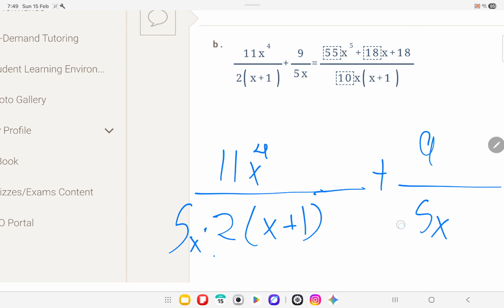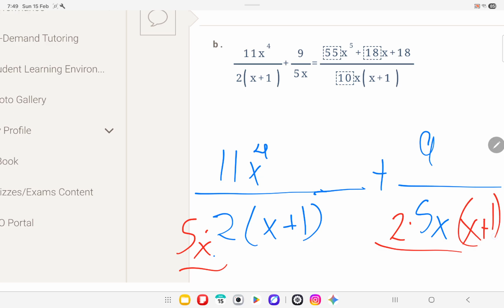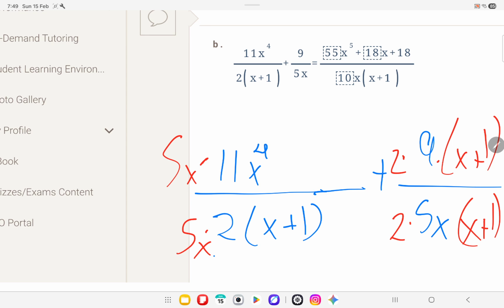Let me write it in a different color. Times 2 times 5x. And now, since we have these the same, we're missing x plus 1 here, so we just write x plus 1. So now we can see what we multiplied down, we have to multiply it up, so it'll be times 5x, and here times 2 times x plus 1. Okay, so let's do it. It'll be 55x to the power 4.